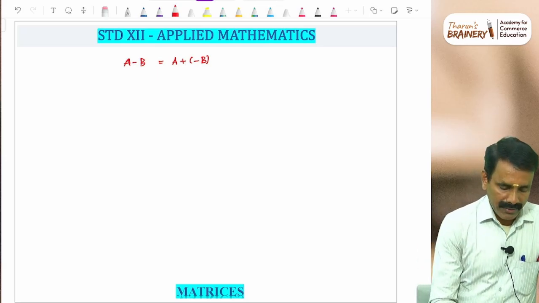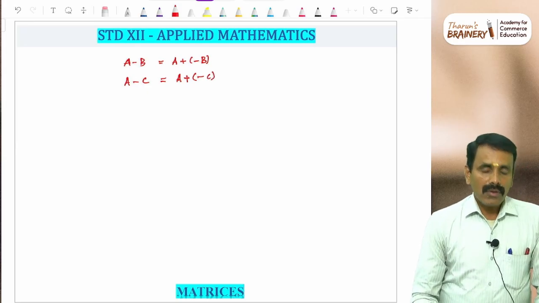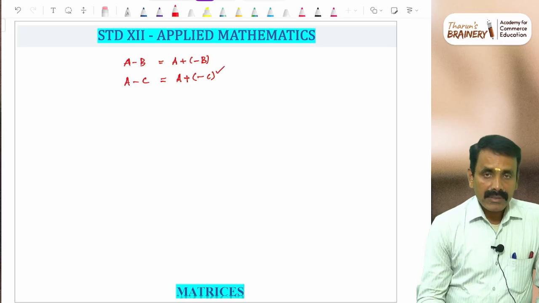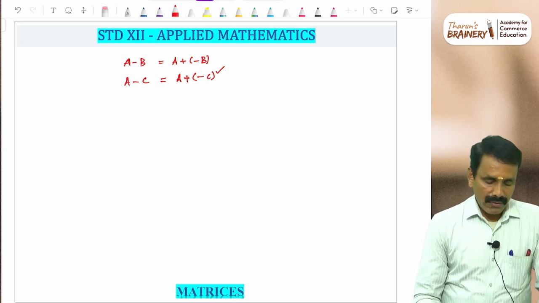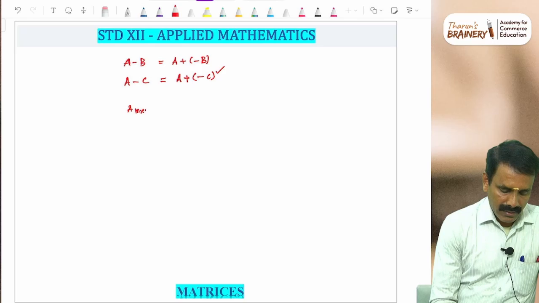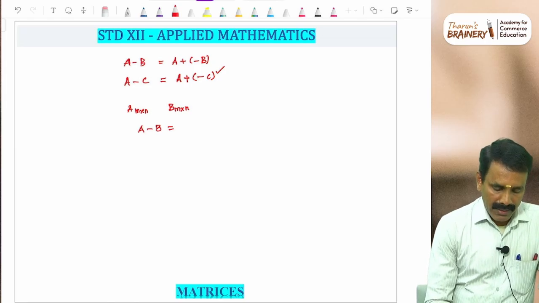Whenever we try to subtract, we change that subtraction to addition with the negative matrix. Is it clear? Suppose I have A minus C, then this will be rewritten as A added with the negative matrix of C. And we know that to add two matrices, the matrices should be of the same order, so only then can we perform the subtraction also. If A is a matrix of order m by n and B is also a matrix of order m by n, then A minus B is possible, and it is calculated as A plus of minus B.